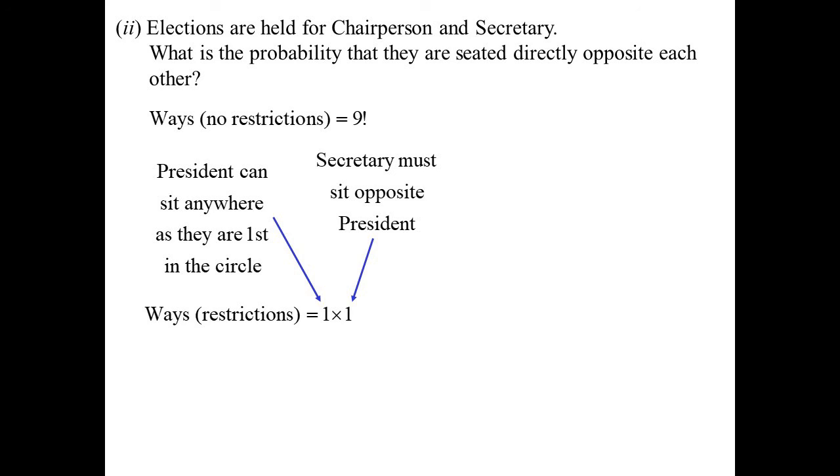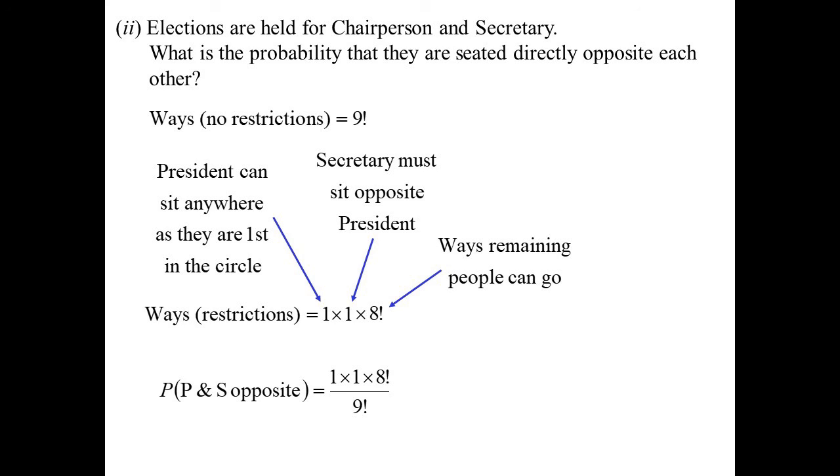Now I have to put in the other 8 people, but it's 8 factorial, because once I've put something in the circle, it's now treated like a line because I can define the positions. So I don't take 1 off. So it's times 8 factorial. So we get 1 times 1 times 8 factorial on 9 factorial, which is 1 on 9.